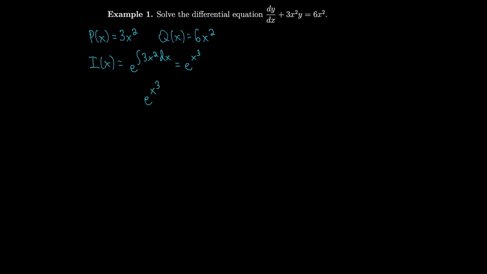So we have e to the x cubed times dy dx plus 3x squared times y, but I'll just throw in an e to the x cubed in between, because I'm multiplying everything by e to the x cubed. And that means on the right side I have 6x squared times e to the x cubed. And you might say, well, you just made this thing a whole lot worse. You didn't make it any better.